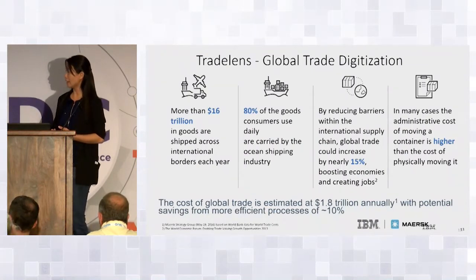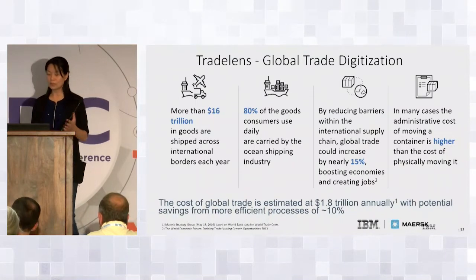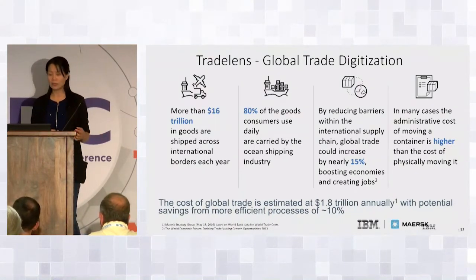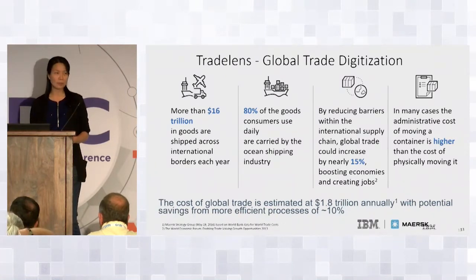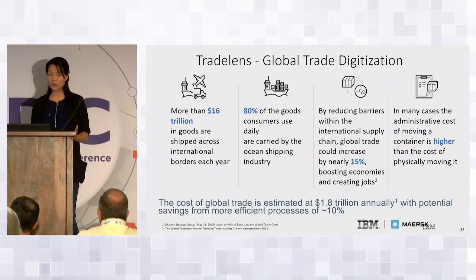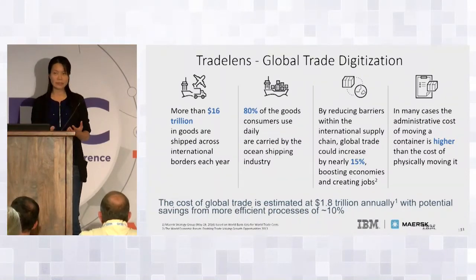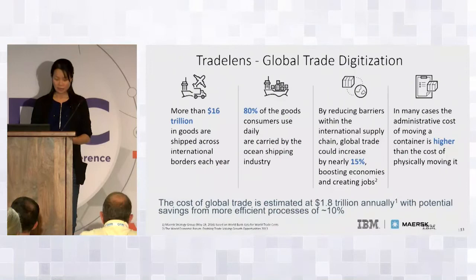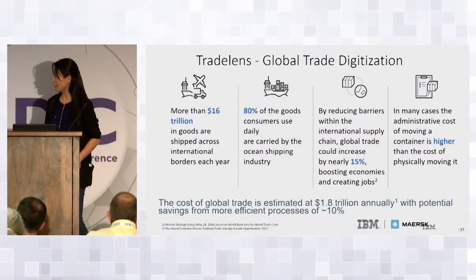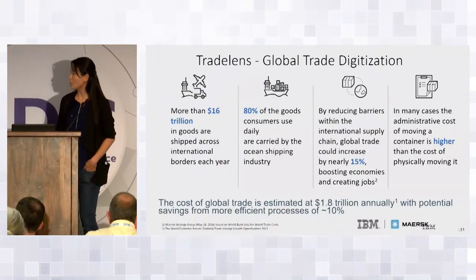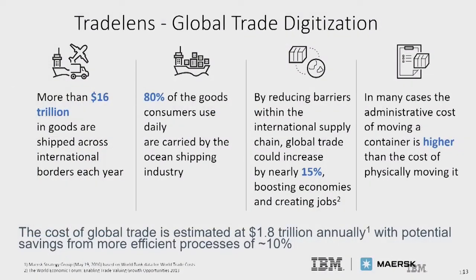Before blockchain was applied, the administrative cost to move a container was actually higher than physically moving it. So there's a lot of waste in this process that we can do something about, which makes it a very good use case for blockchain. By applying blockchain, with all the qualities it can provide, on the 1.8 trillion annual global market, it can already give around 10% savings of the 1.8 trillion.